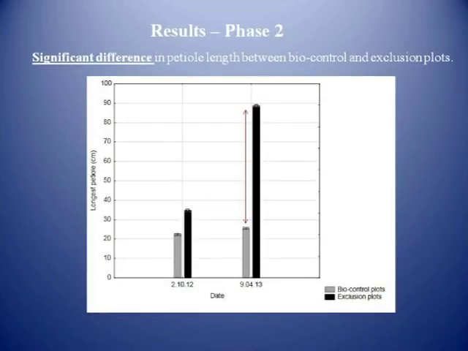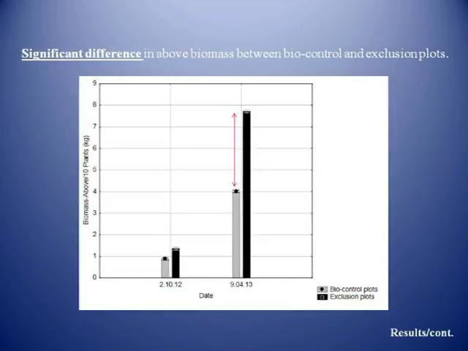Some of the results that I got in phase 2 is that there's a significant difference between the biocontrol plots and the exclusion plots when you look at the longest PTL. If you look at the columns on the right-hand side where the arrow is, you can quite easily see that the PTLs are extremely short compared to those in the exclusion plots, the black one. If we have a look at the biomass for the 10 plants in total per square meter of plants removed, once again, there's a significant difference between the biocontrol plot and the exclusion plot.